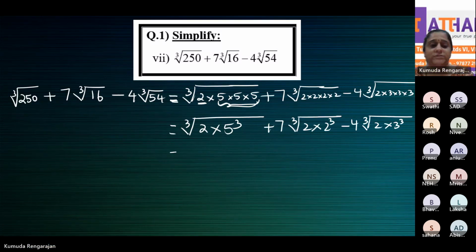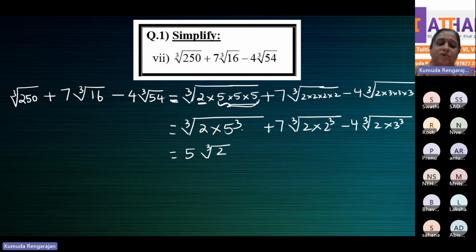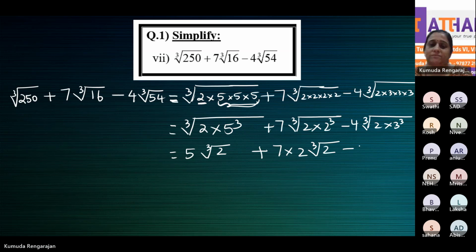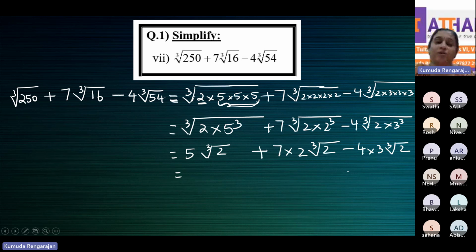Next step. 5 cube root of 2, because from three 5s, one 5 comes out. Correct. 7 into 2 cube root of 2. Very good. Then minus 4 into 3 cube root of 2. Very good. Thank you, Niveda, you were right so far. Neha, continue.